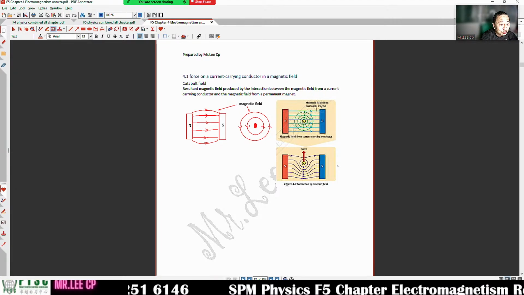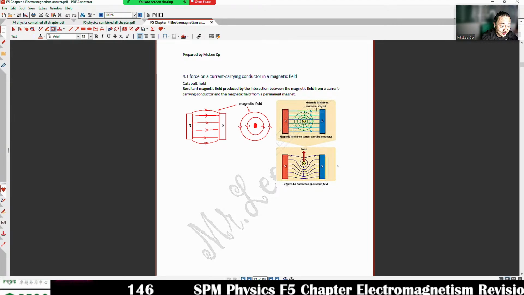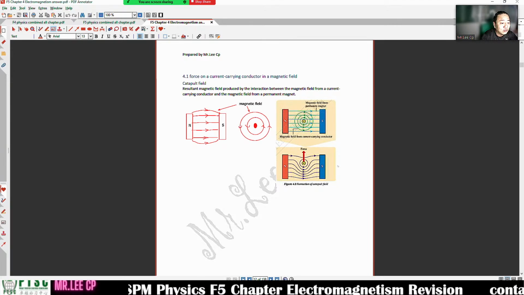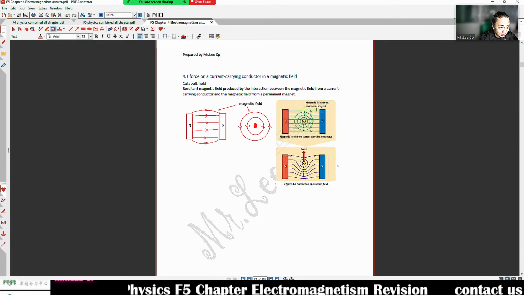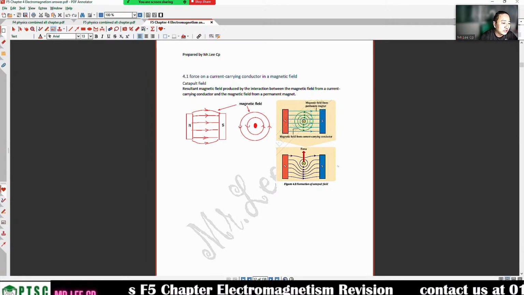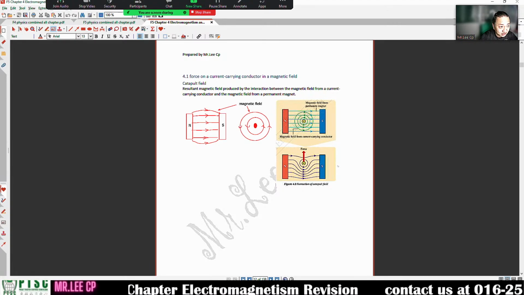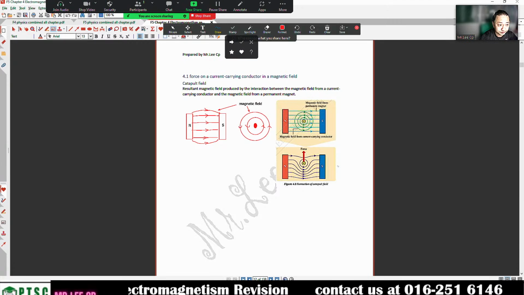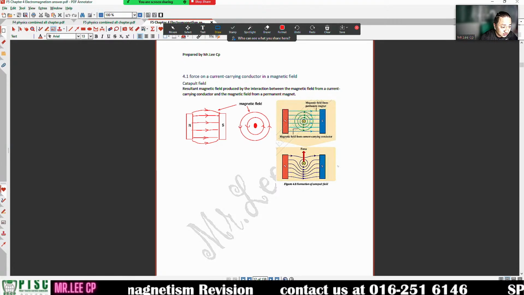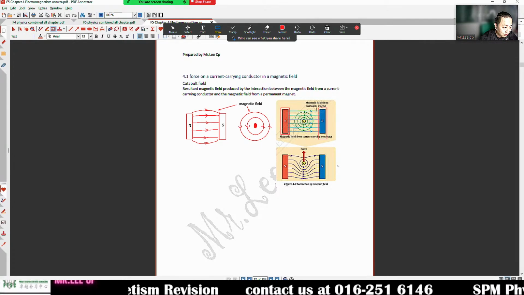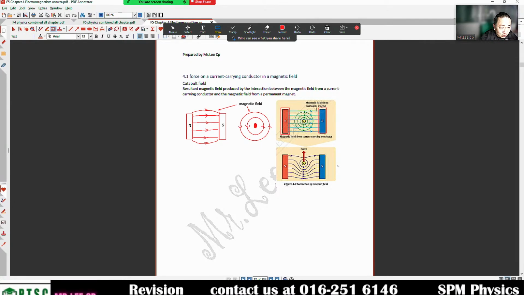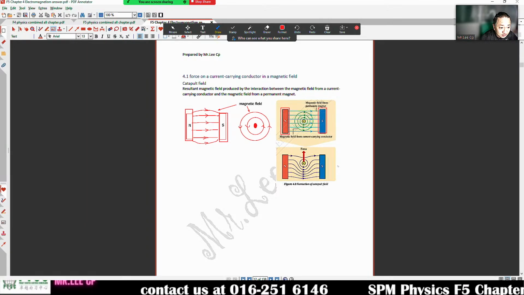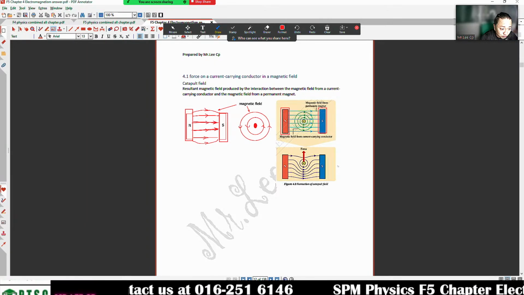And then we try to have a look at this. What is the catapult field? First of all, 4.1, it is the force on a current-carrying conductor in a magnetic field. So you must have a north pole and a south pole, a magnetic field already. So this is a north pole and this is a south pole, and you get a magnetic field. The magnetic field is always from north to south.